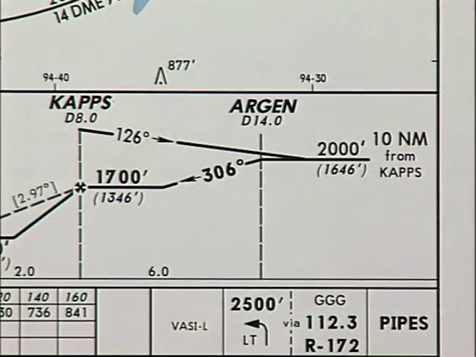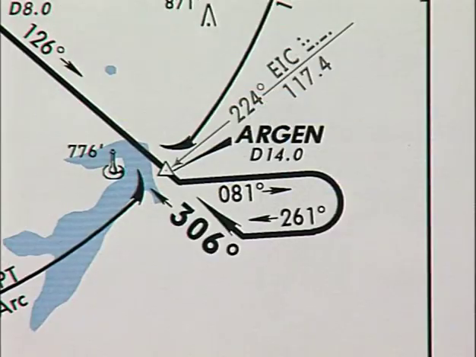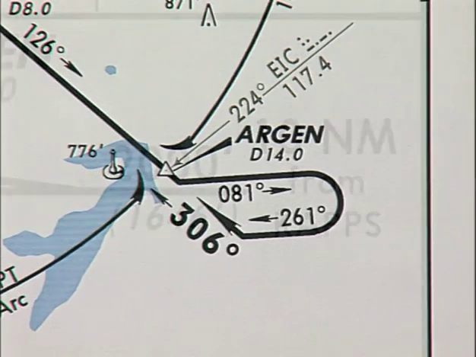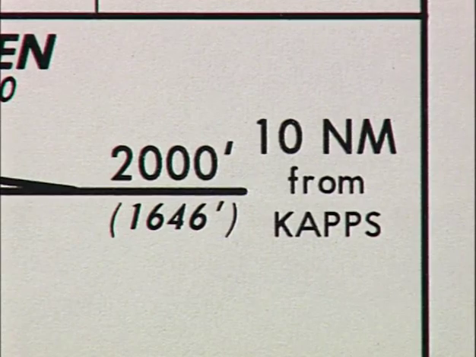If the approach requires a course reversal, it is depicted in the profile view along with the altitudes and outbound and inbound course. Additional information about the course reversal is noted in the plan view. The number enclosed in parentheses below or beside the MSL figure indicates the height of the flight path above the runway touchdown zone, not the height above the ground. In this example, you are 1,646 feet above the runway touchdown zone.